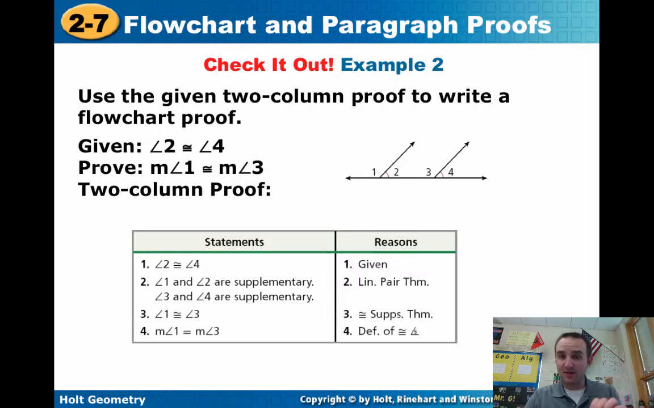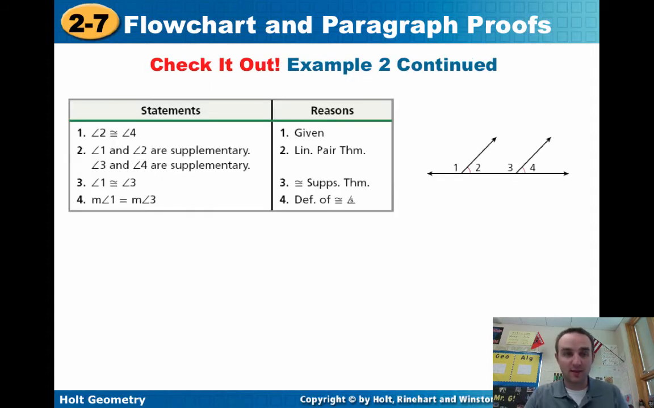Okay, I want you to try it out. This is a basic one. There's 4 steps. Okay, pause it, try it, see if you can get it. Okay, let's take a look at the answer.